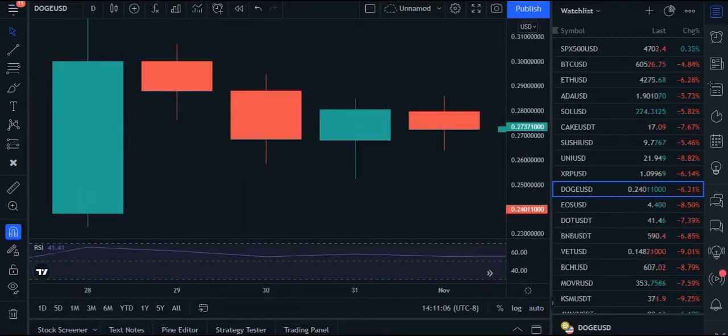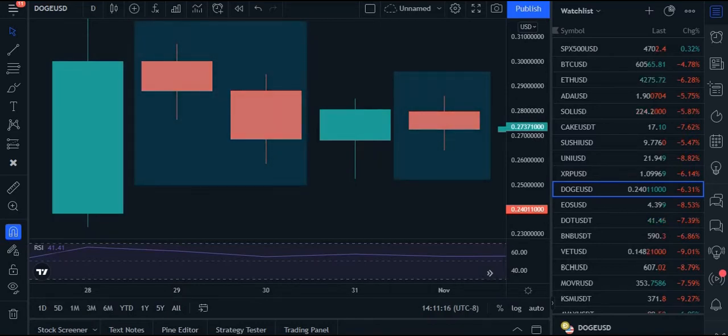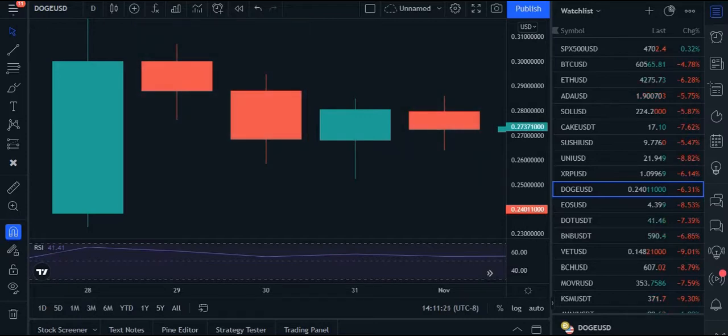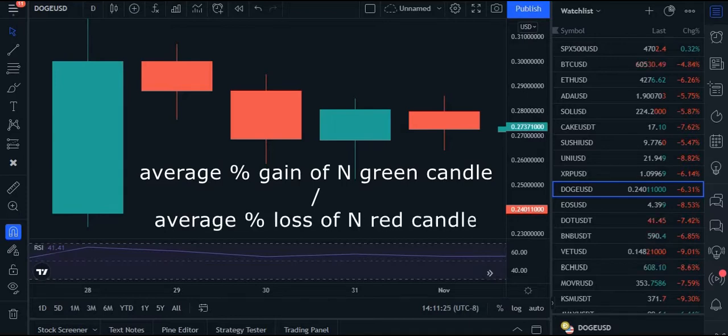If the price of an asset closes above its open, which means we have a green candle in the candlestick charts, it's counted as a gain, and if the price closes below its open, it's counted as a loss. Simply put, in a candlestick chart for this part of our formula, RSI calculates the average percentage gain of green candles and divides that by the average percentage loss of red candles.